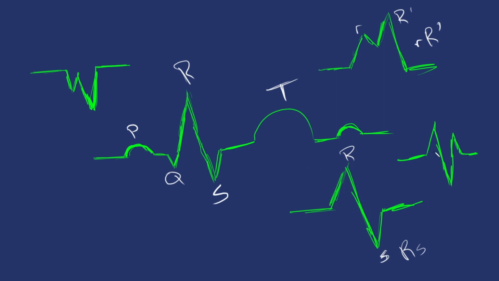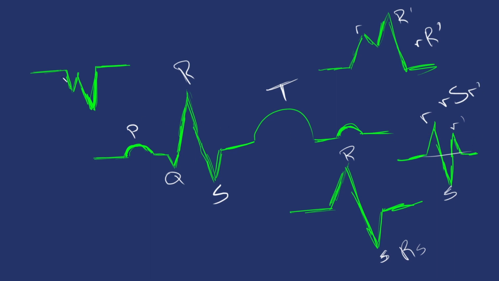For this next one over here to the right, we have an initial upwards deflection. We can see this bottom part is bigger, so we're going to do lowercase r. Then we have an S, and that's the bigger portion. And we have another R because it's coming back up, so it's R prime. If we were to write this out, R, S, R prime.